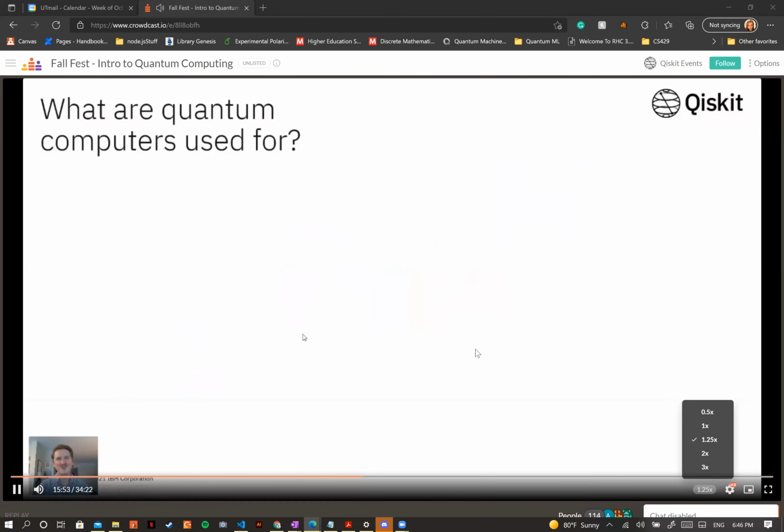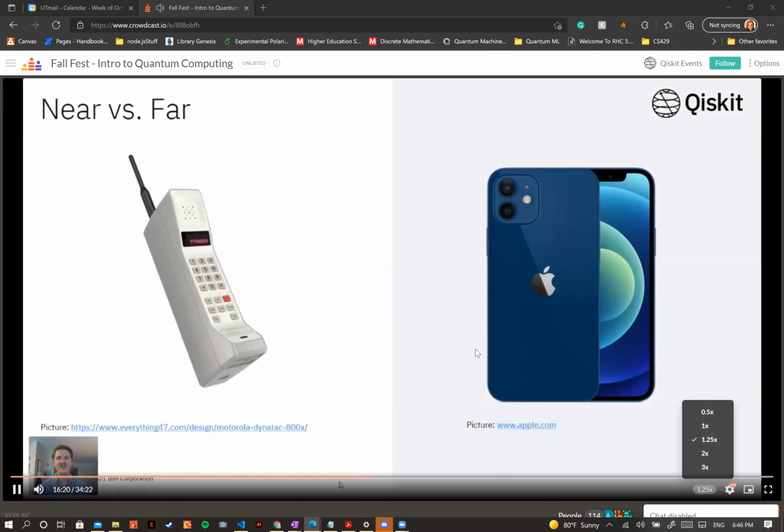The next thing I want to talk to you about is what these computers can even be used for. As part of these Fall Fest hackathons, you are going to be building a project using Qiskit, which is our open source SDK for actually working with quantum computers. So you need to know a little bit about what to even do here. I'm going to talk broadly at first, and then more specifically at the end. You could think of this as a near versus far term situation.